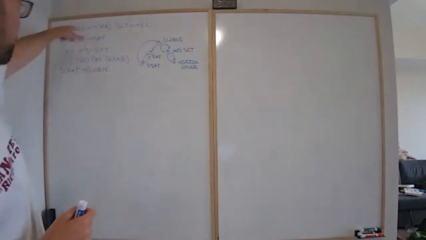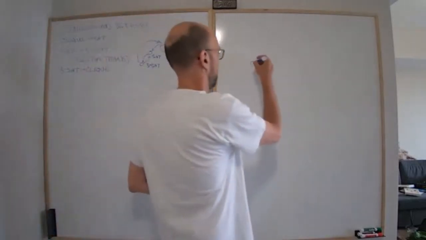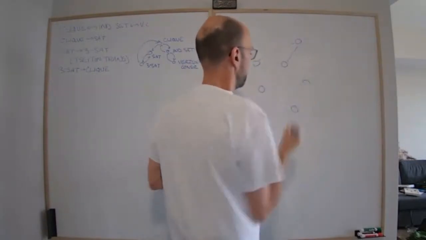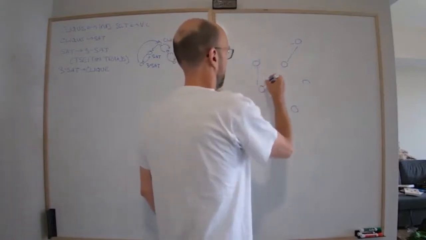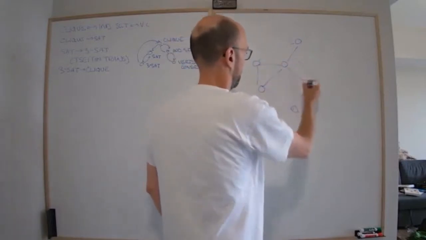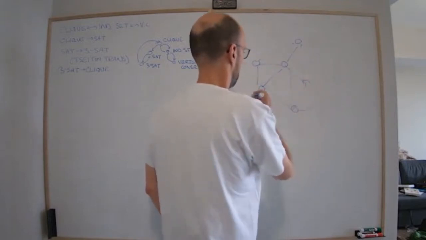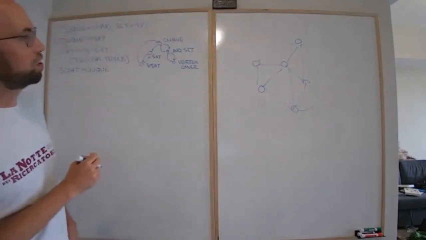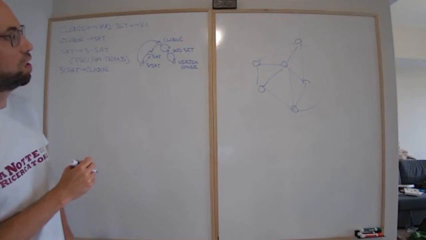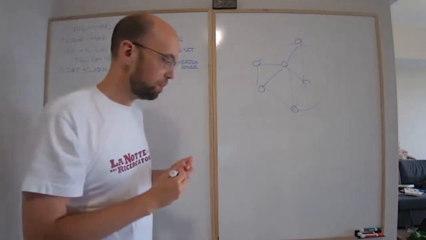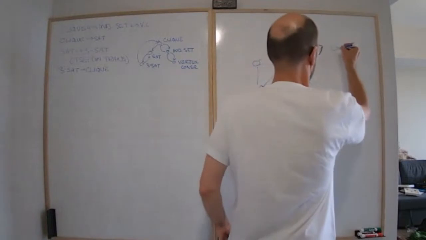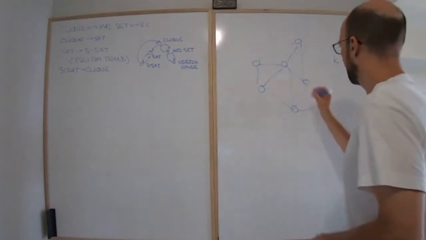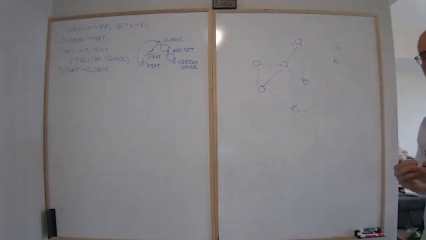So clique is the problem: given some graph. I'm using blue because the black marker is dying. So you have some graph, maybe it's planar, maybe it's not. Here, you're given some graph G, and you're given some integer K, and you're asked, is there a K clique in this graph?